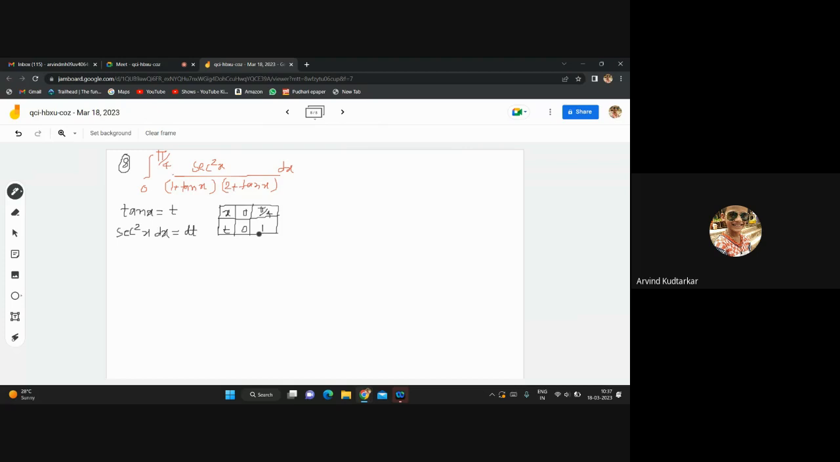Then you have to take that same change in this integral. So the integral becomes I equals integral from 0 to 1 of sec square x dx, which is dt, upon 1 plus t into 2 plus t. Is it possible to get the solution of this integral by substitution only? No.